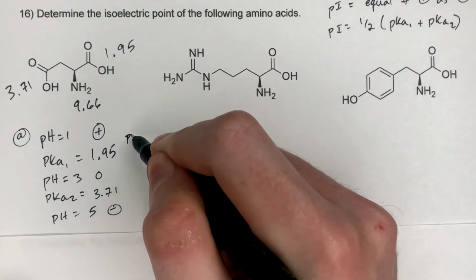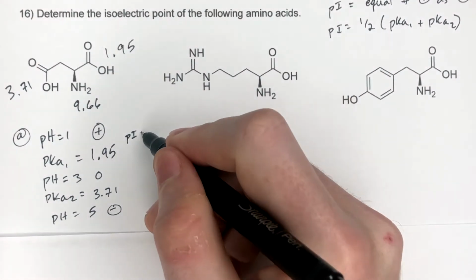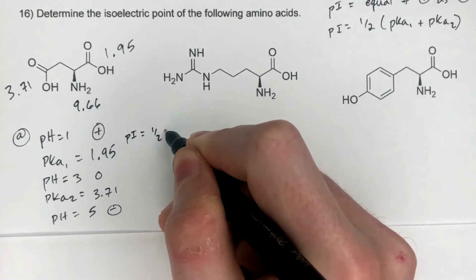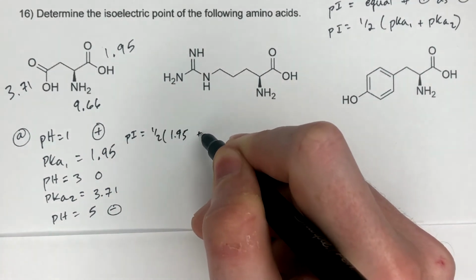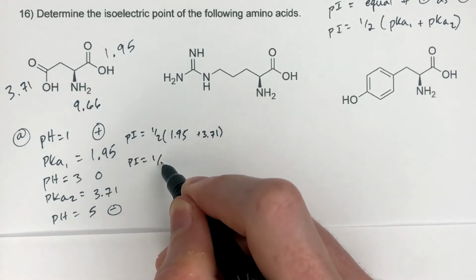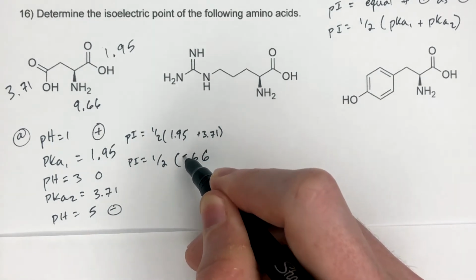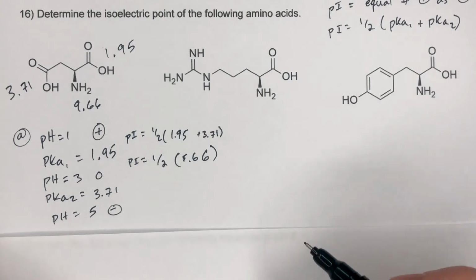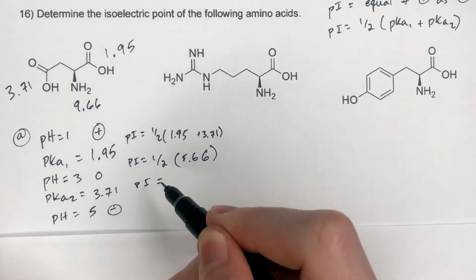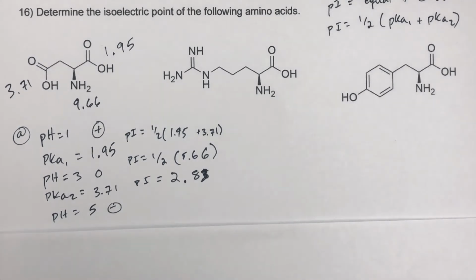So here the isoelectric point is the average of 1.95 and 3.71, which let's write this out. So this is 1/2 of 5.66, which is 2.83. All right, now that is the answer for that one.